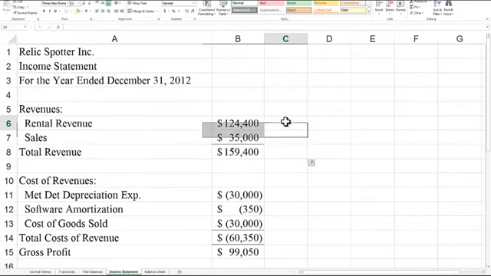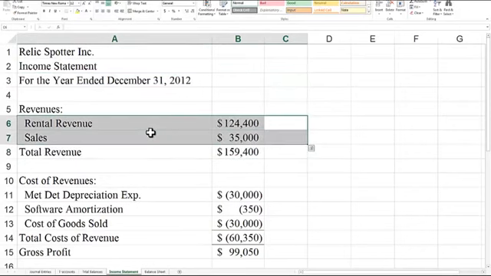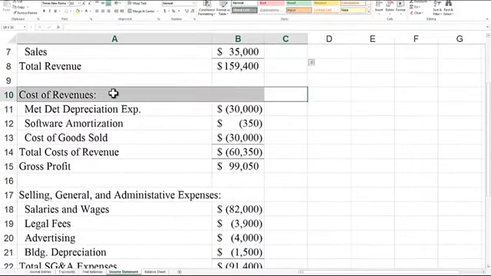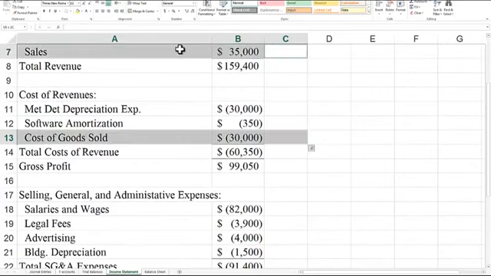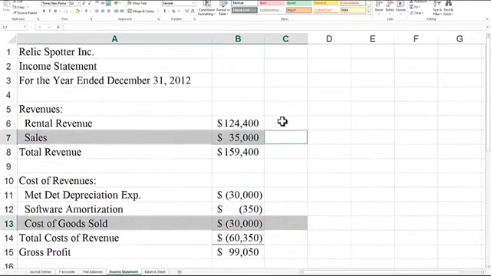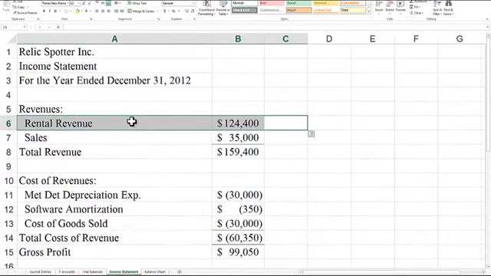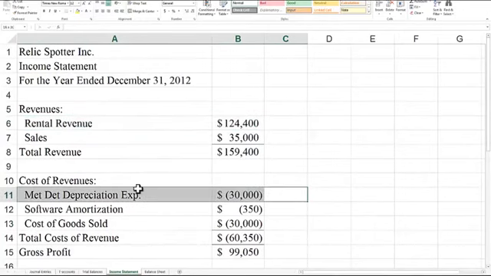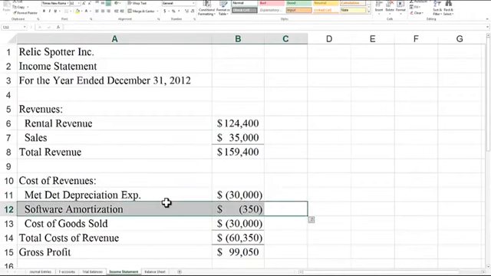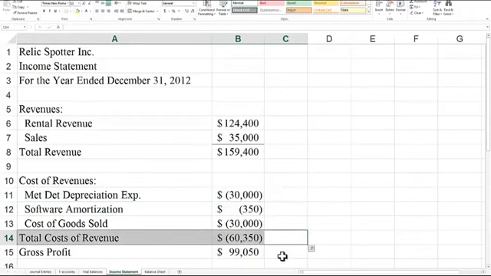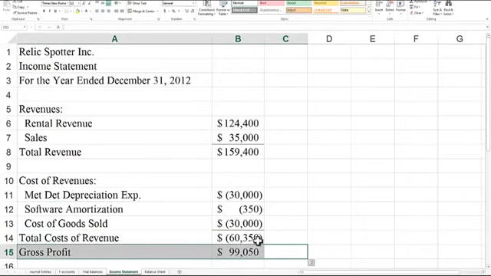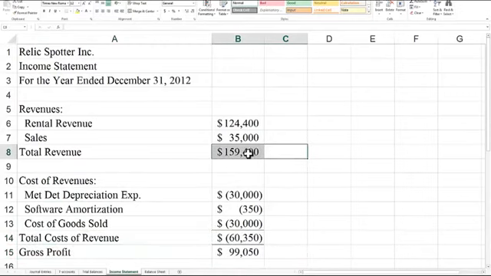For revenues, I've split the revenues into two categories, rental revenue and sales of sundries. That's because Relic Spotter has two lines of business, and so we want to highlight the revenues from the two different lines. Then we need the cost of revenue, so these are like the product costs. Cost of goods sold, of course, matches up with the sundry sales. But what was tricky was to figure out what's the cost of goods sold for rental revenue, which is essentially a service. What I decided was the direct cost of providing that service was the metal detector depreciation expense and the software. So I included those in cost of revenue to get gross profit, which is the markup over cost that we got in our revenue.